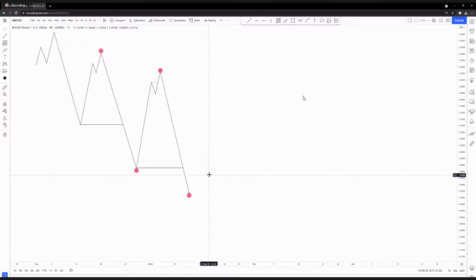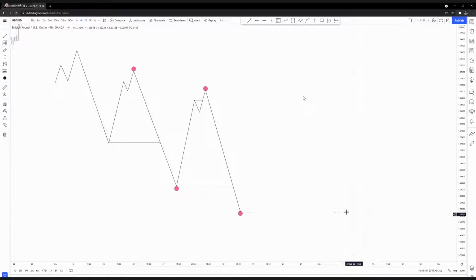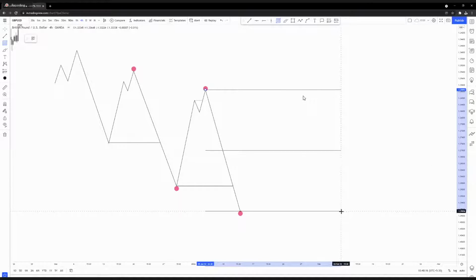Now let's go to a bearish market. Price is in a downtrend. So what are we going to do? After every single break of structure, a new trading range will be created. So what is your current trading range? From here to here.